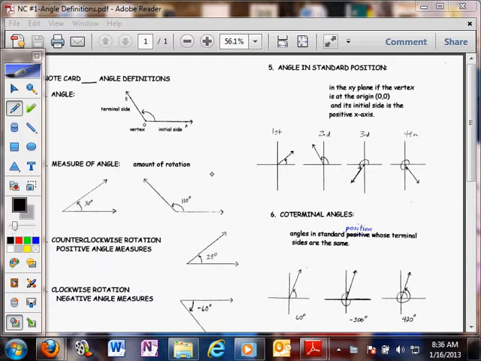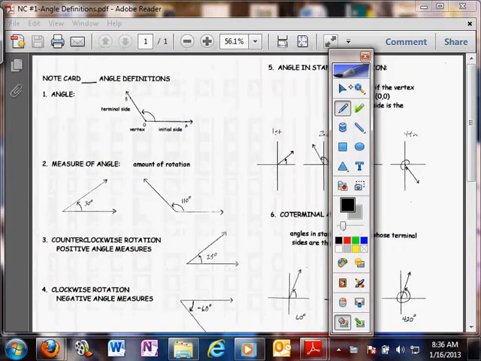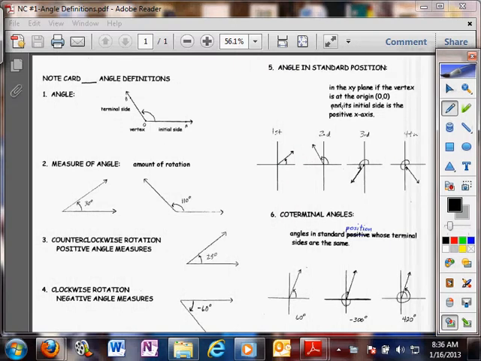Let's start talking about trig note cards 1, 2, and 3. This first note card is all about angle definitions and just some things about angles to know.